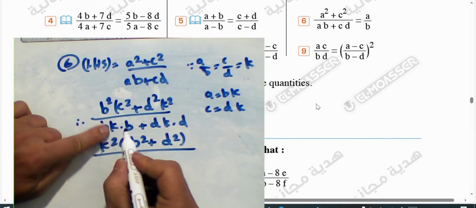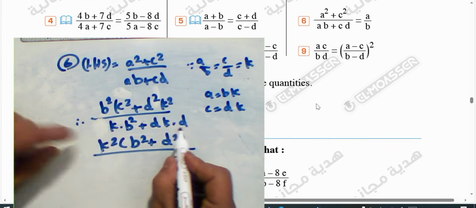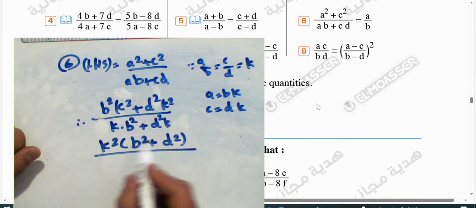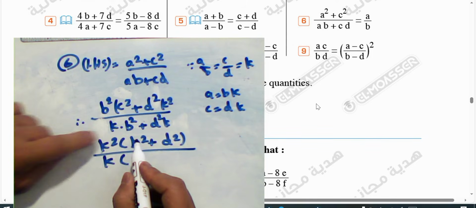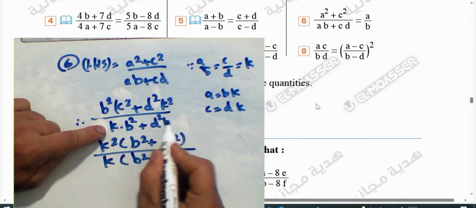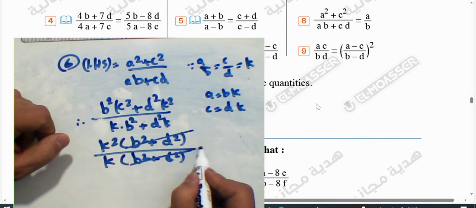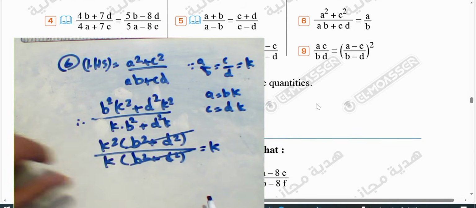Down, P times B, it will be P power 2. And D times D equal D power 2. Right, outside K. And the remainder here b power 2, and the remainder here will be d power 2. We can cancel this expression by this expression, and k power 2 divided by k, it will be k.